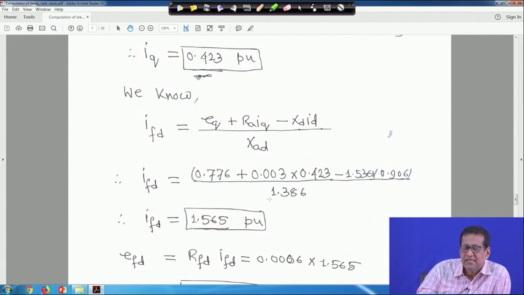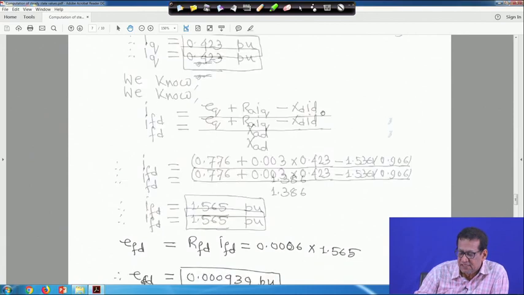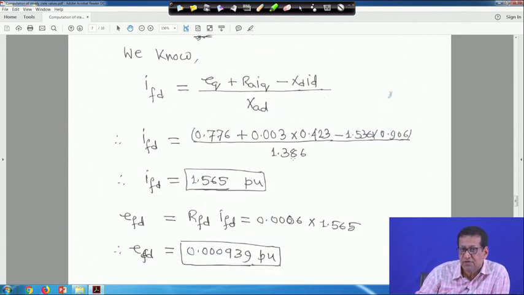Actually, in per unit LAD will be equal to XAD. I told you in per unit values your inductance and your reactance are all the same. So, in per unit value LAD is equal to XAD, right. So, that is why it is 1 divided by 1.386. If you compute, you will get IFD is equal to 1.565 per unit, right.